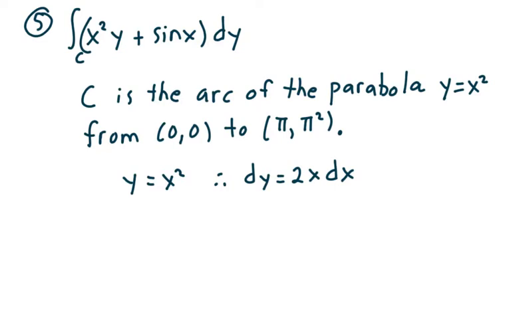Now, I could have used t or something different. I just chose to use x. So I'm going to express y in terms of x. And one thing I want to note on this problem, remember that x is greater than or equal to 0 and less than or equal to pi. Why? Because again, I'm going from the ordered pair (0, 0) to the ordered pair (pi, pi squared). Okay?